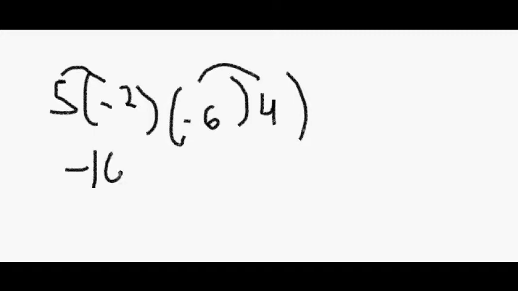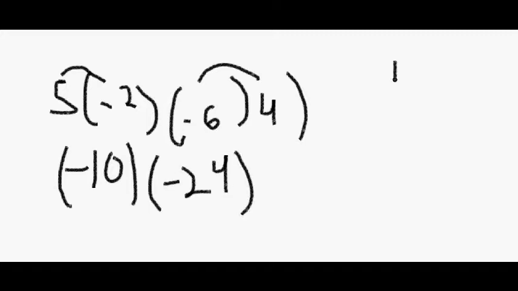Number 12. We have 6 times negative 3 times negative 18 times 4. So I'll change the numbers. I'll have 5 times negative 2 times negative 6 times 4. So what we'll do is we'll multiply these first. 5 times negative 2 is negative 10. Times negative 6 times 4 is negative 24.